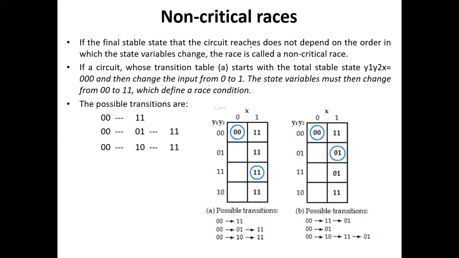Consider a circuit whose transition table starts with the total stable state y1, y2, x equal to 000, and then the input changes from 0 to 1. The state variables must change from 00 to 11, which defines a race condition. The possible transitions will be 00 to 11, or 00 to 01 as well as 11, or 00 to 10 as well as 11. These are the possible transitions for the x value. So there are input and output combinations.